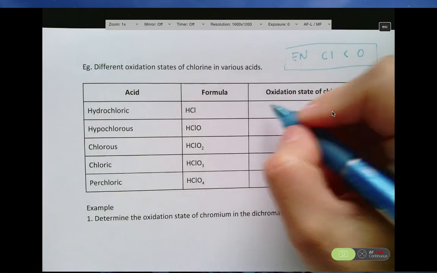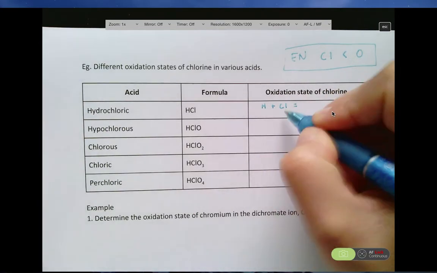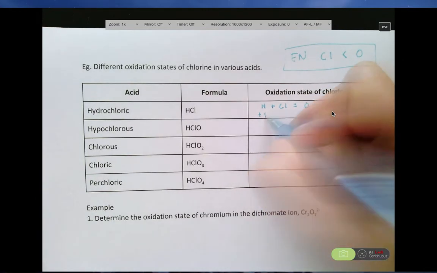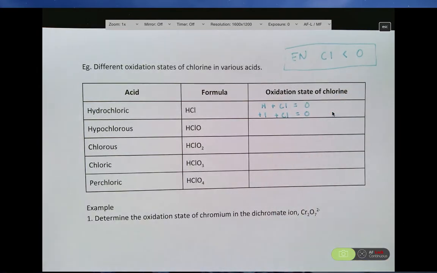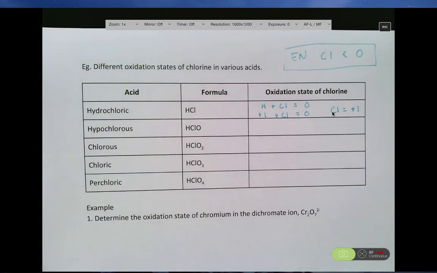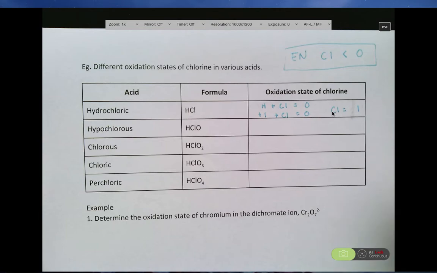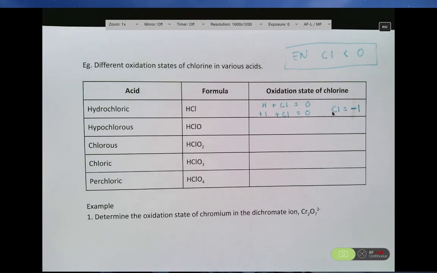So with hydrochloric acid, it's hydrogen plus chlorine is equal to 0. Hydrogen has a fixed oxidation state of +1, plus chlorine is equal to 0. Chlorine is equal to +1. Rather, whoops, it's equal to -1. My algebra is out there. So that's equal to -1.